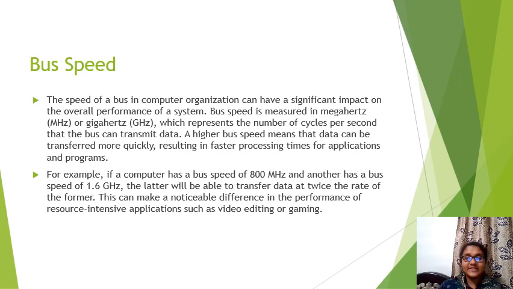Now let us discuss about what is bus speed. The speed of a bus in computer organization can have a significant impact on the overall performance of a system. Bus speed is measured in megahertz or gigahertz, which represents the number of cycles per second that the bus can transmit data. A higher bus speed means that data can be transferred more quickly, resulting in faster processing times for applications and programs. For example, if a computer has a bus speed of 800 megahertz and another has a speed of 1.6 gigahertz, the latter will be able to transfer data at twice the rate of the former. This can make a noticeable difference in the performance of resource intensive applications such as video editing or gaming.